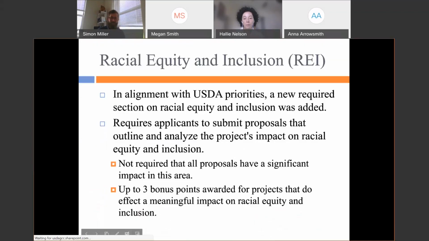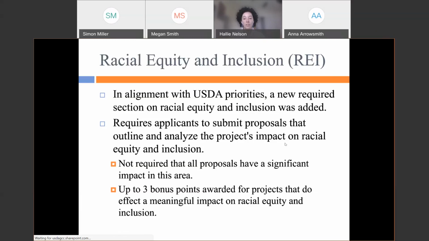In alignment with USDA priorities, this year's RFA features a new section on racial equity and inclusion in order to advance equity by reducing systemic barriers for the historically underserved and marginalized through improving access for all SNAP clients. The new section requires applicants to clearly outline the project's potential impacts on racial equity and inclusion and to include analysis of the project's impacts to specific underserved communities relevant. The RFA includes guiding questions and project examples for incorporating this section into your proposal.